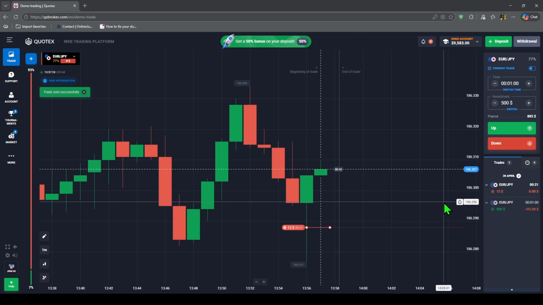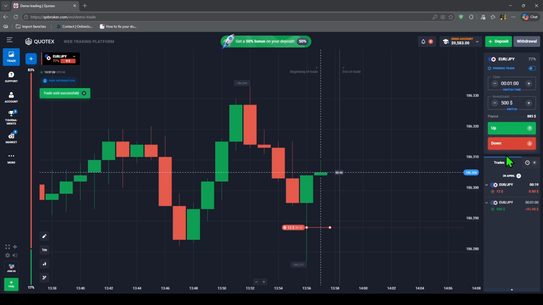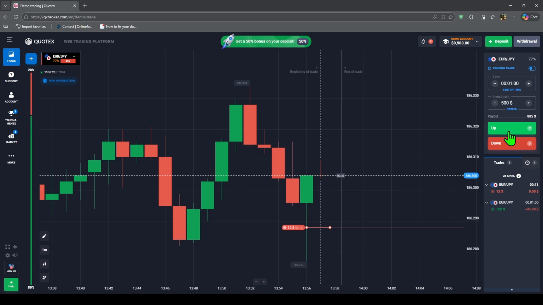Remember, successful trading takes practice, patience, and proper risk management. Don't rush, avoid emotional decisions, and always test your strategy first on the demo account.